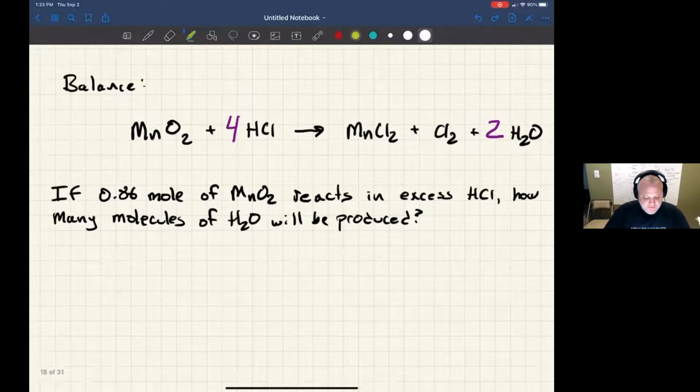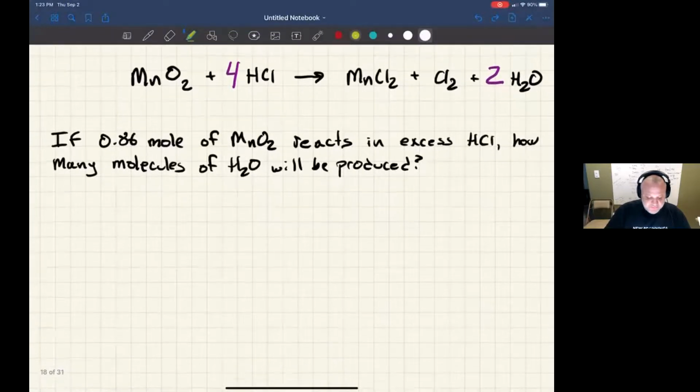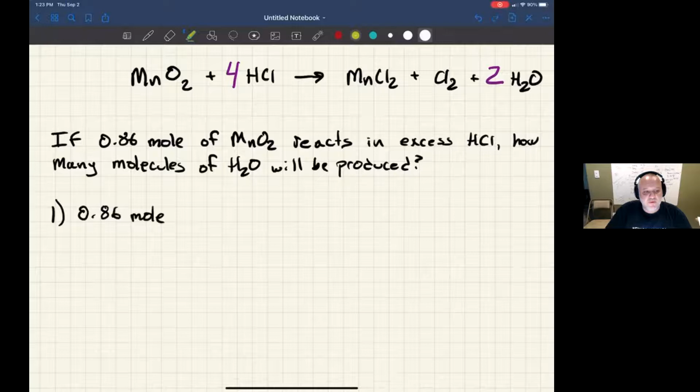All right, so now that I have a balanced chemical equation, I want to go ahead and solve this particular stoichiometry problem. And stoichiometry problems also lend themselves very well to conceptual planning and dimensional analysis. So I'm going to solve those problems in that fashion. So that means sort of coming up with the 3 items. First, what you're given. I'm given 0.86 moles of manganese 4 oxide. I'm asked to provide the number of water molecules.